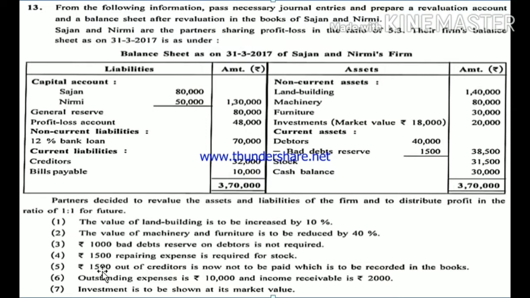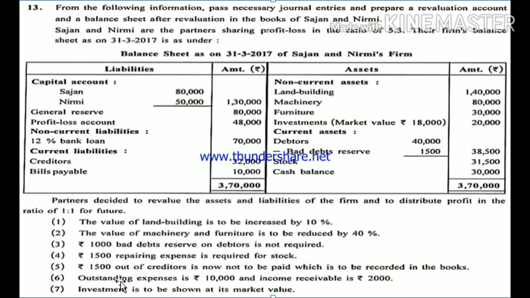Fifth adjustment, rupees 1500 out of creditors is now not to be paid, which is to be recorded in the books. What is the value of creditors? Rupees 32,000, out of which 1500 creditors are now not to be paid. Due to decrease in the value of creditors, profit will occur to the firm, because liability will decrease, then it will be profit for the firm. So the journal entry would be creditors account debit to revaluation account credit.